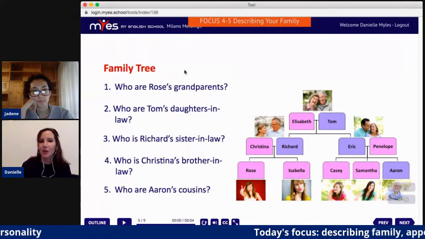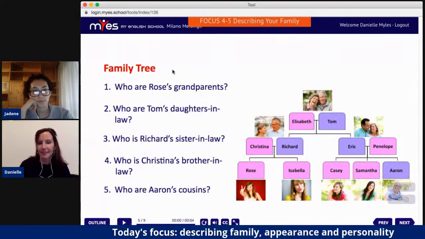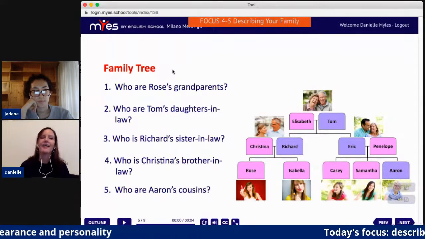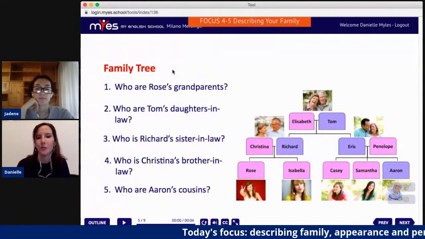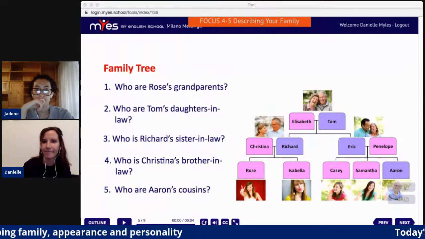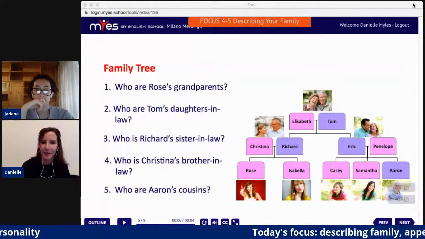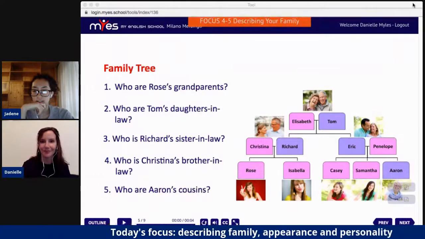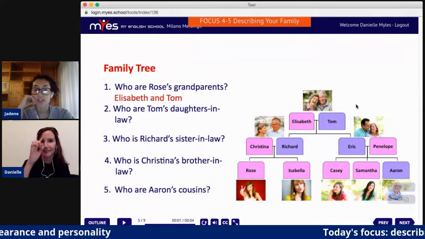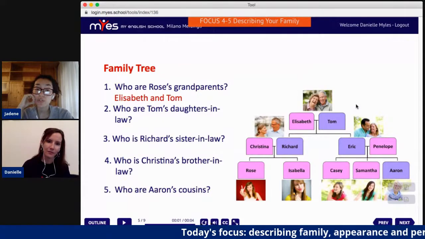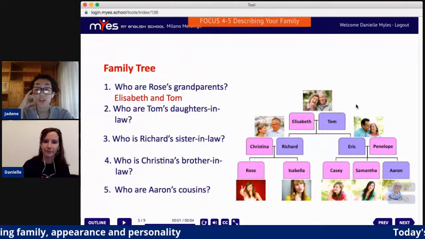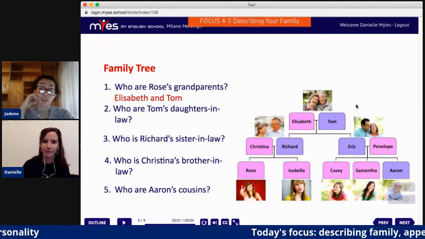So, number one, who are Rose's grandparents? So find Rose in the family tree and send us a message, who are her grandparents, her grandmother and grandfather. Here we go. I think someone's already got it. Okay, excellent, Massimo, Naz, yes. Exactly. Valeria, Elizabeth and Tom are the grandparents. Rose is the granddaughter, and Elizabeth is the grandmother, and Tom is the grandfather.